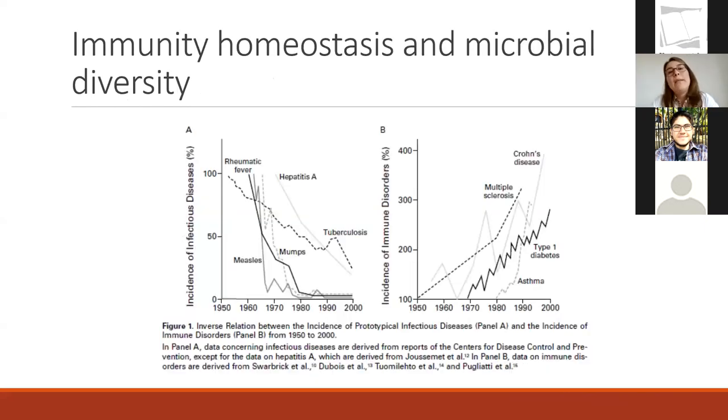The fact that immunity or homeostasis is controlled by microbial diversity is shown in these graphs. This is quite an old paper. I don't remember exactly when, but definitely before 2000. What we can see is an inverse relationship between infectious diseases and autoimmune diseases. As technology evolves and we find vaccines and antibiotics to cure some of these infectious diseases, we are increasing the percentage of people who develop autoimmune conditions. This demonstrates that having infectious conditions or exposure to different bacteria or viruses can modulate your immune system in a way that gives a better repertoire and makes you less prone to develop autoimmune conditions.